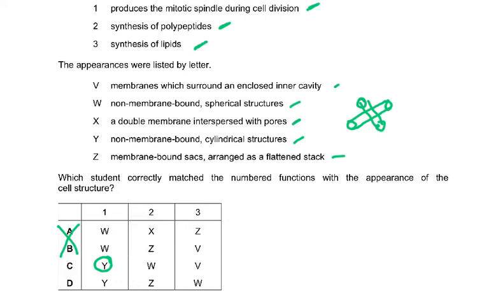Then it said the second was synthesis of polypeptides. So that has to be ribosome. Now, which one is a ribosome? Ribosome is non-membrane bound, so that would be W. And three was synthesis of lipids, so SER. That had to be membranes which surround an enclosed inner cavity. You see, this SER is sort of like this. There are these structures like this. You have to understand. So the answer would be C in this case: SER, centrioles, and ribosomes. But you have to know the structure to be able to really do this question.